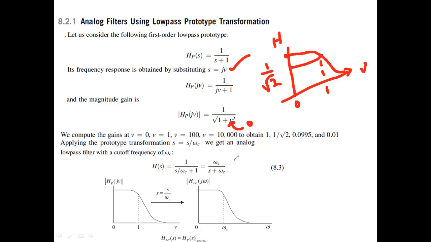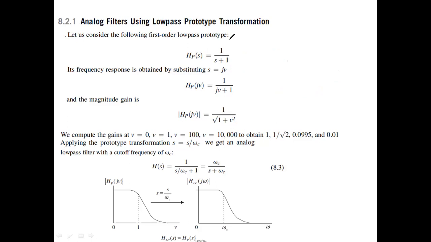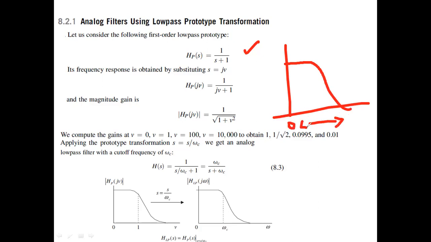So here is the filter. How do we design a filter? Let's once again get started. A typical low pass first order filter prototype is something like this: 1 divided by S plus 1. What is a low pass filter? A low pass filter allows all the frequencies from DC onwards up to a certain frequency. That's a low pass filter.